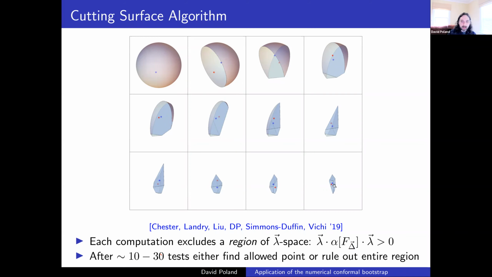until you eventually whittle down the allowed region in OPE coefficient space to something small enough such that the next point you test is finally allowed, or you find that you rule out the entire region. And in practice, at least in this O2 model example, we found that you can run this something like order 10 to 30 times, and then you'll either find an allowed point or rule out the entire region. So that's how it works in practice.